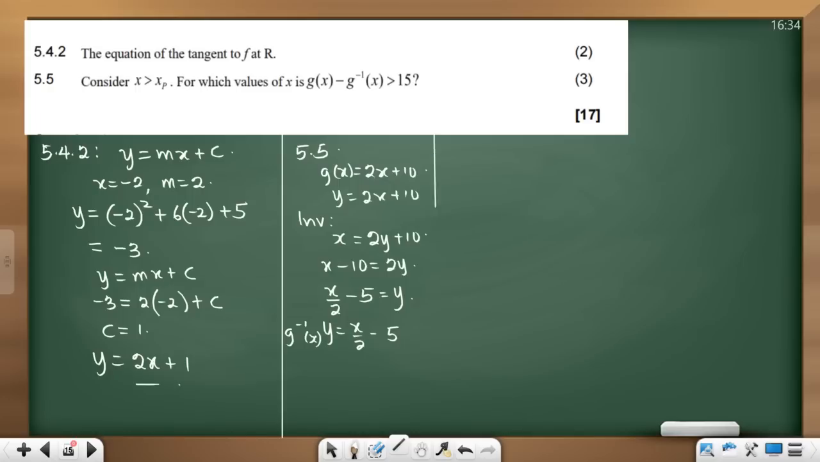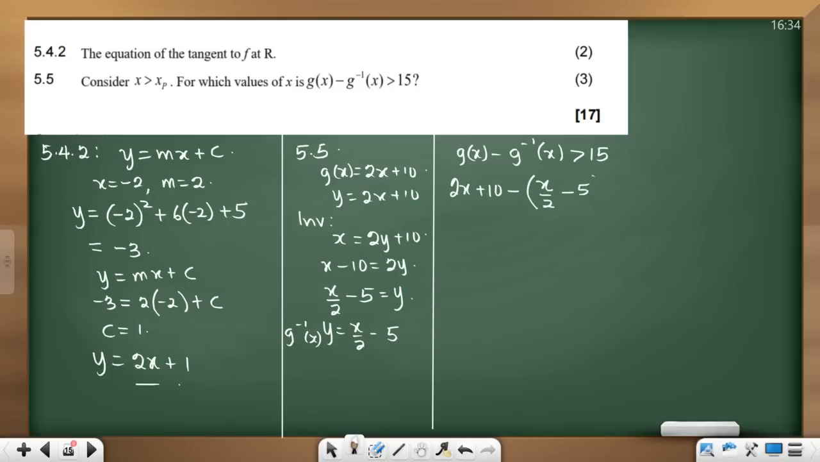We could also do it graphically, but I think in this case this would just be a bit easier. g of x minus its inverse is greater than 15. What is my g again? 2x plus 10 minus x over 2 minus 5. Please, the bracket can cost you a lot of marks. Minus x over 2 plus 10.